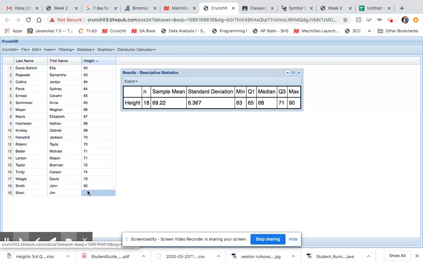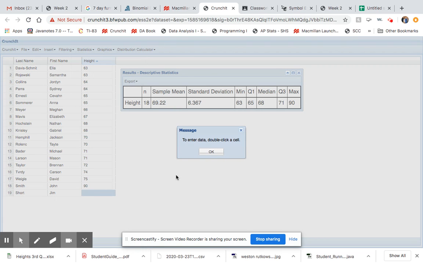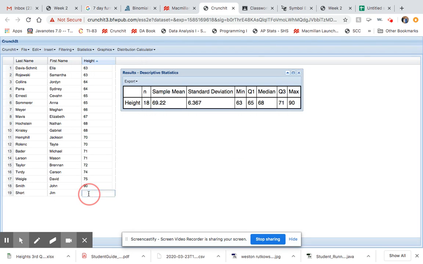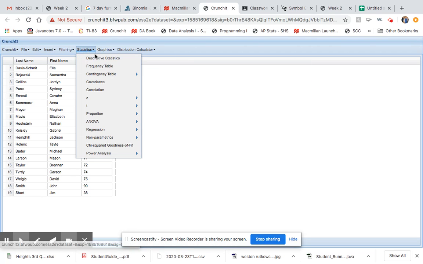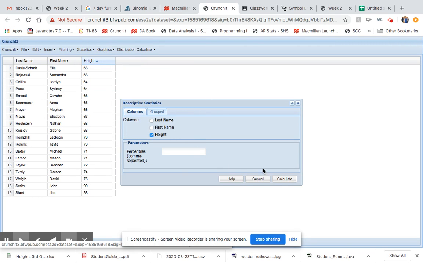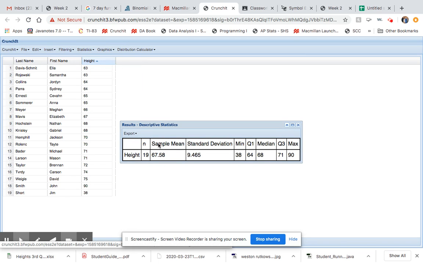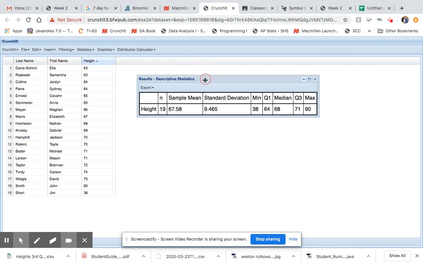And Jim was only like 38 inches tall. Whoops, I got to double click. 38 inches tall. So we assume that that's an outlier. We'll have different statistics now. So let me get some new statistics. Okay, so again, my minimum is at 38. My maximum is 90. These change slightly.